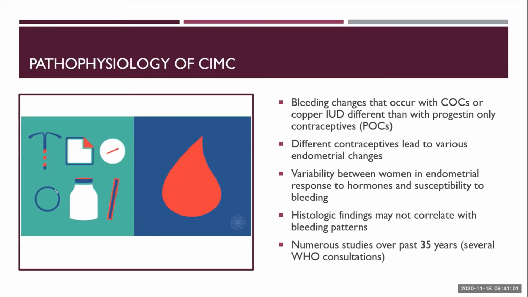Additionally, there is a variability between women in endometrial response to hormones and susceptibility to bleeding. Histological findings that are seen when researchers do serial endometrial biopsies, or taking little pieces of the lining of the uterus, don't necessarily correlate with bleeding patterns, and there have been lots and lots of studies looking at this over the past 35 years, including several WHO consultations. Next slide, please.